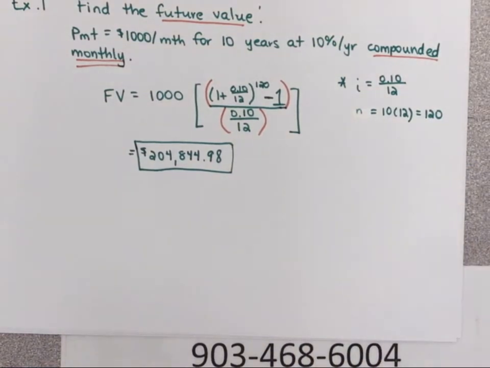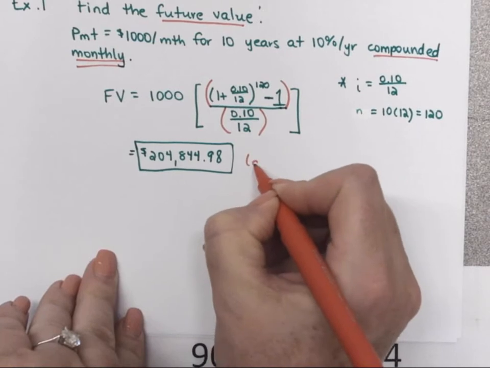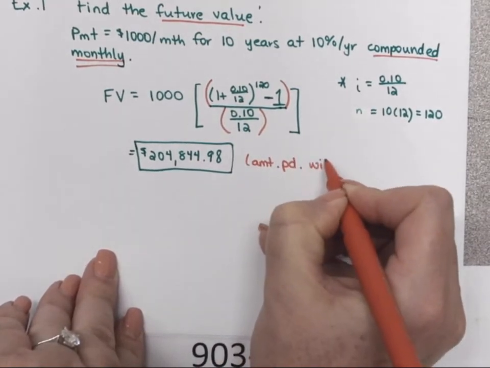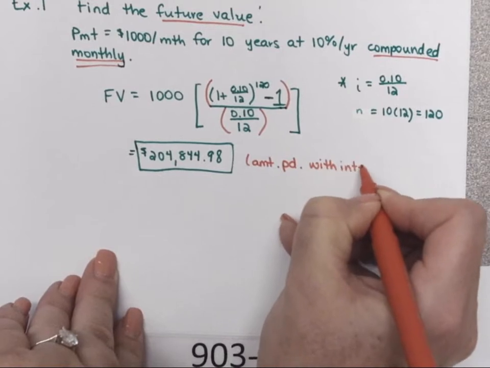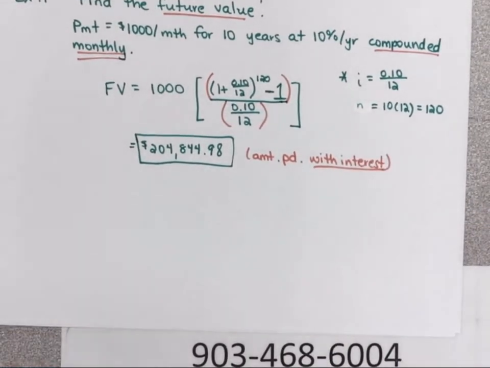Just so you know, this is the amount paid at the end. So this is the amount paid with interest. So this might be like a home loan or something, although typically home loans are for longer than 10 years, but it could be a home loan, $1,000 a month for 10 years.